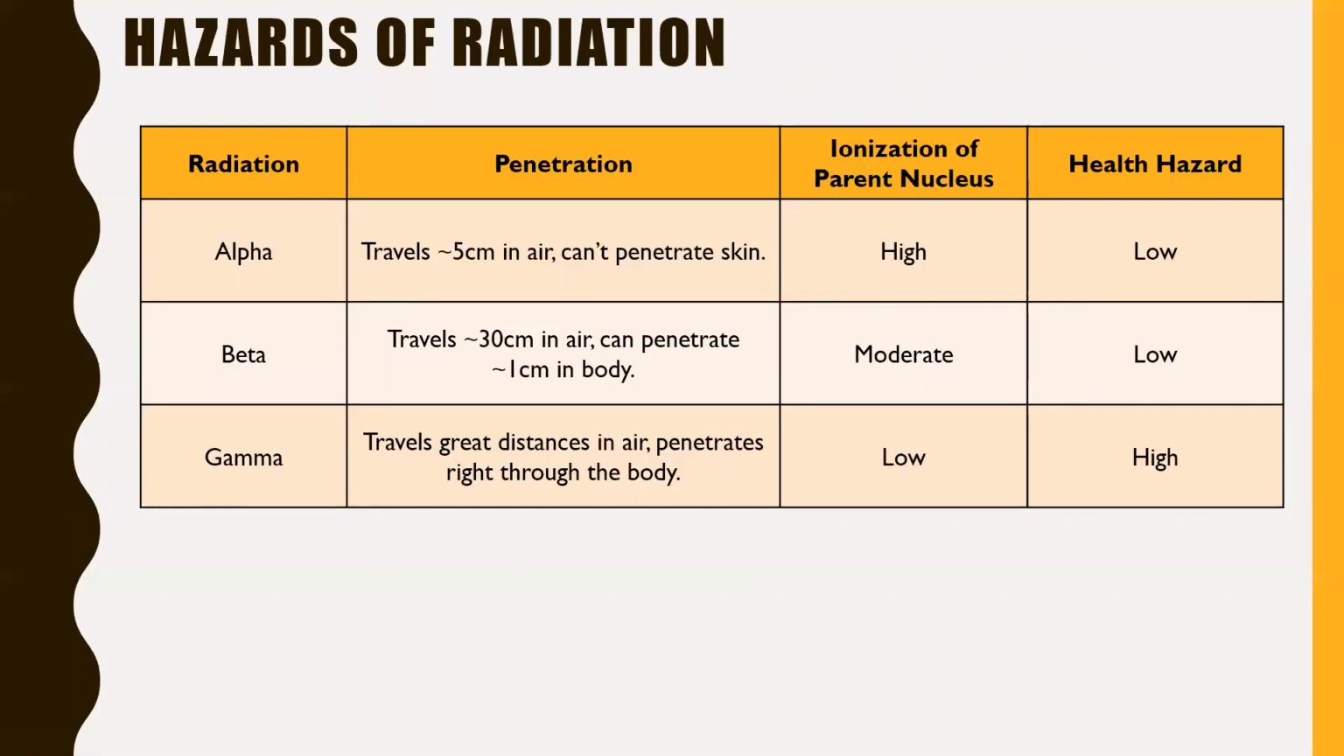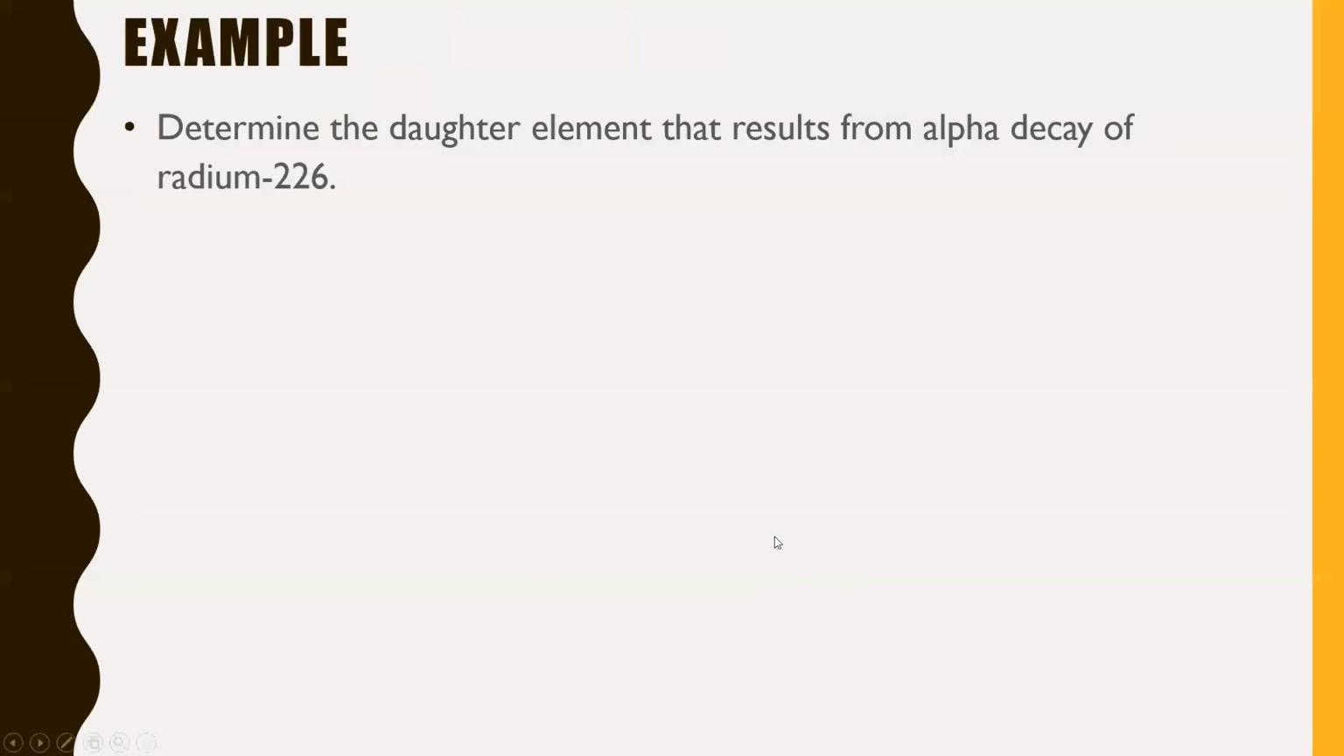might actually deflect them. Anyway, the ionization of the parent nucleus is low. However, the ionization potential of gamma rays on your body is very high. So that's why I don't really like this column here, but the health hazard is very high for gamma rays, of course. That's where you get some very serious side effects.